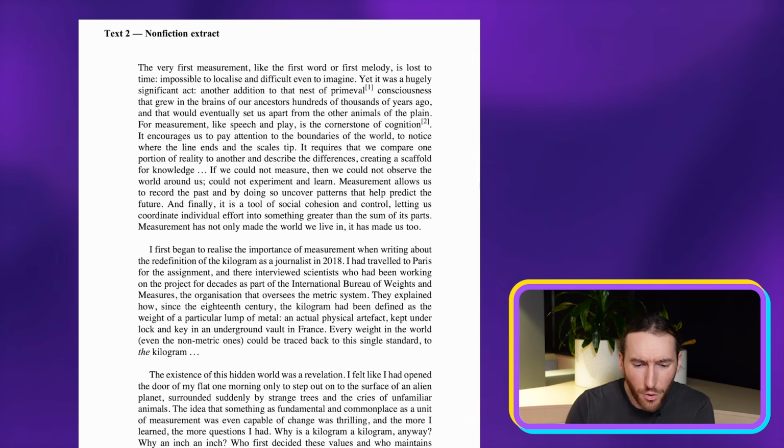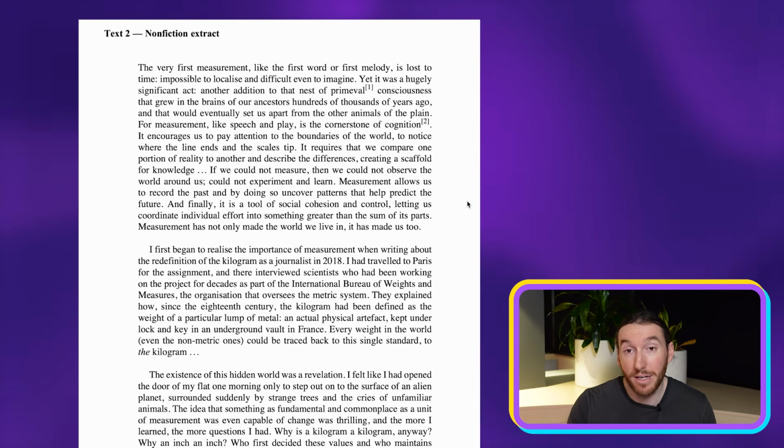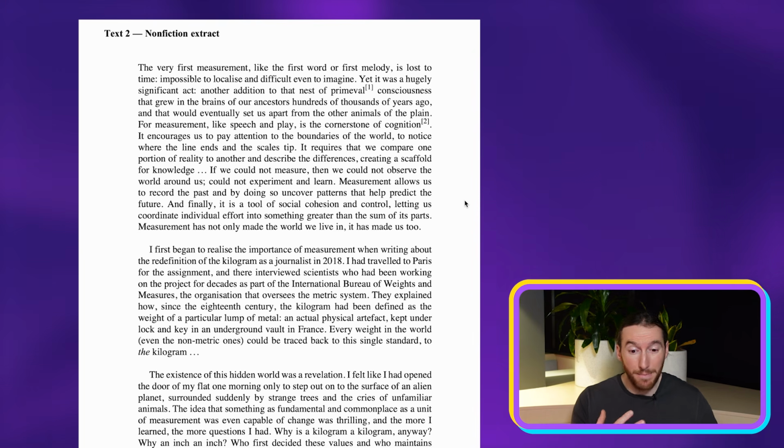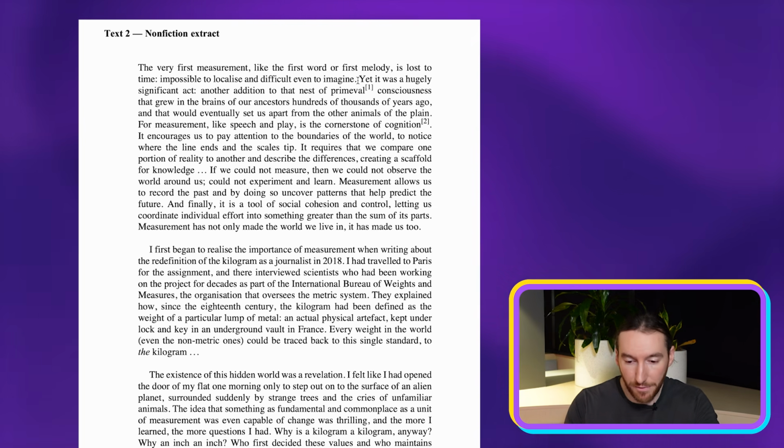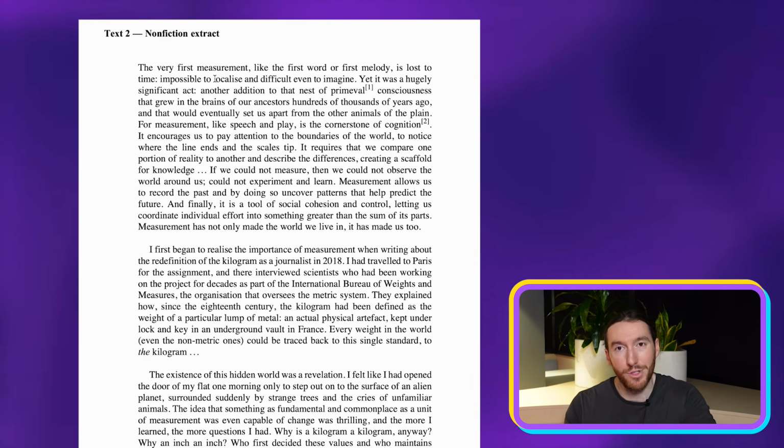All right, so just quickly zooming in on a couple of key parts here. And of course you can pause the video and read the text yourself. You can go into Nessa and have a look at this paper and look at it more closely. But things that I'm kind of picking up on as if I'm in the exam straight away reading it. The very first measurement, like the first word or first melody, is lost to time, impossible to localize and difficult even to imagine. So the language here is quite sophisticated, lost to time, impossible to localize. It's like, what's going on here? Right, okay, I don't get it, you don't get it, who cares?